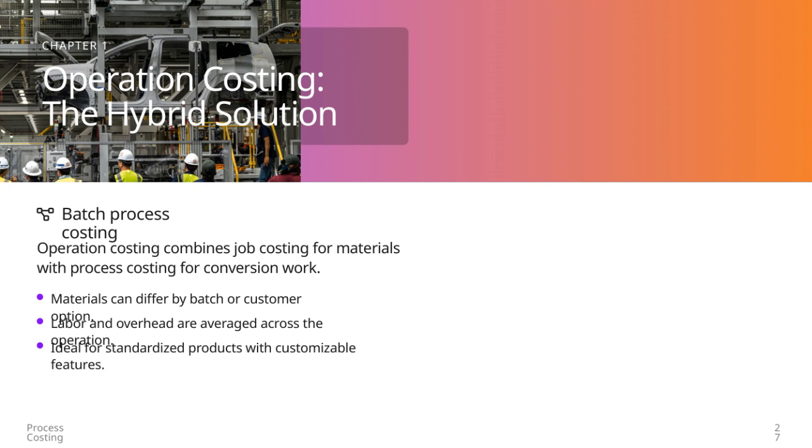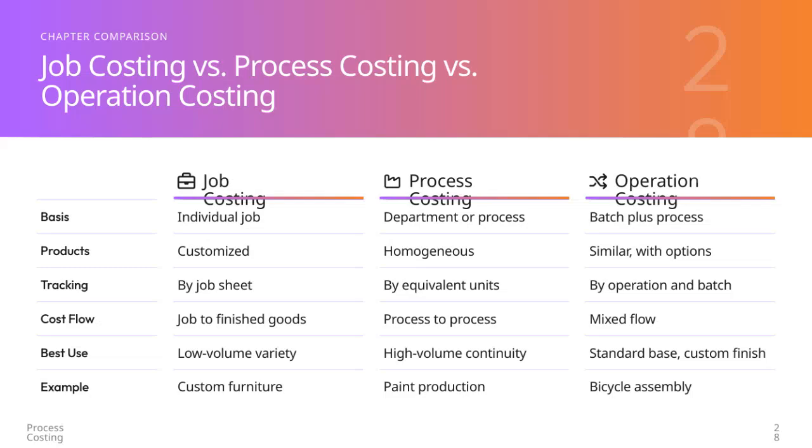On this slide, we're comparing three main costing methods: job costing, process costing, and operation costing. First, job costing is used when costs need to be tracked for individual jobs or projects, typically customized products like custom furniture. The costs flow directly from the job to finished goods, making it suitable for low volume and high variety production.